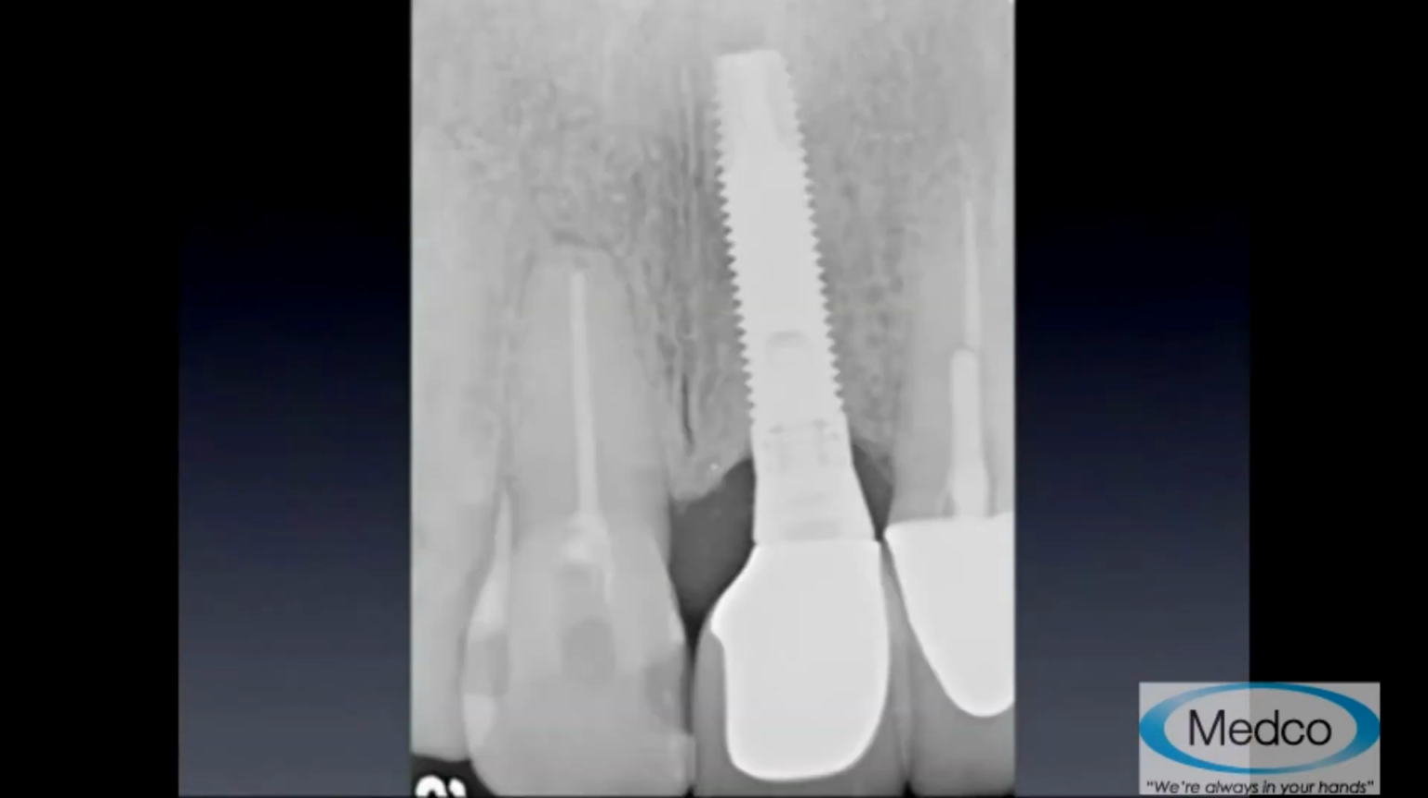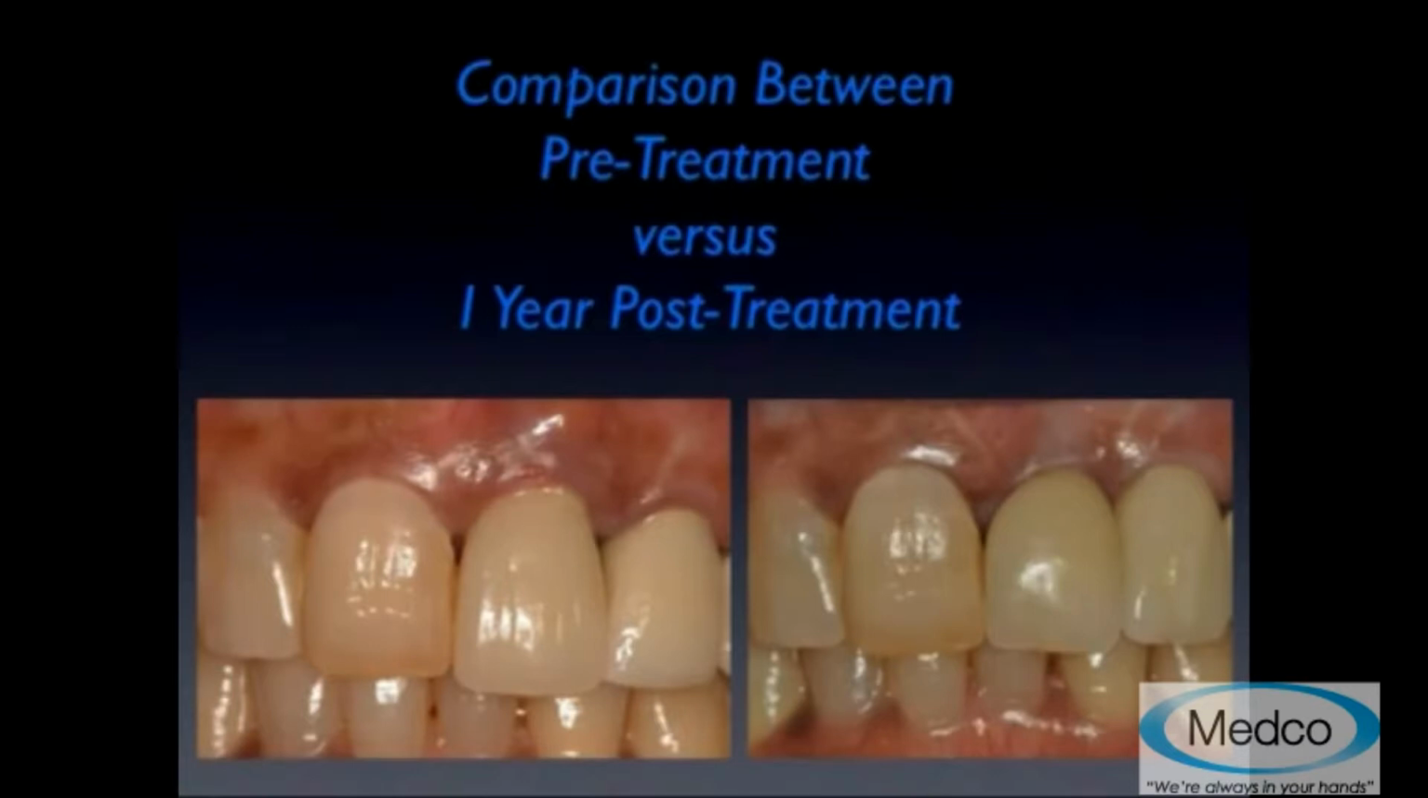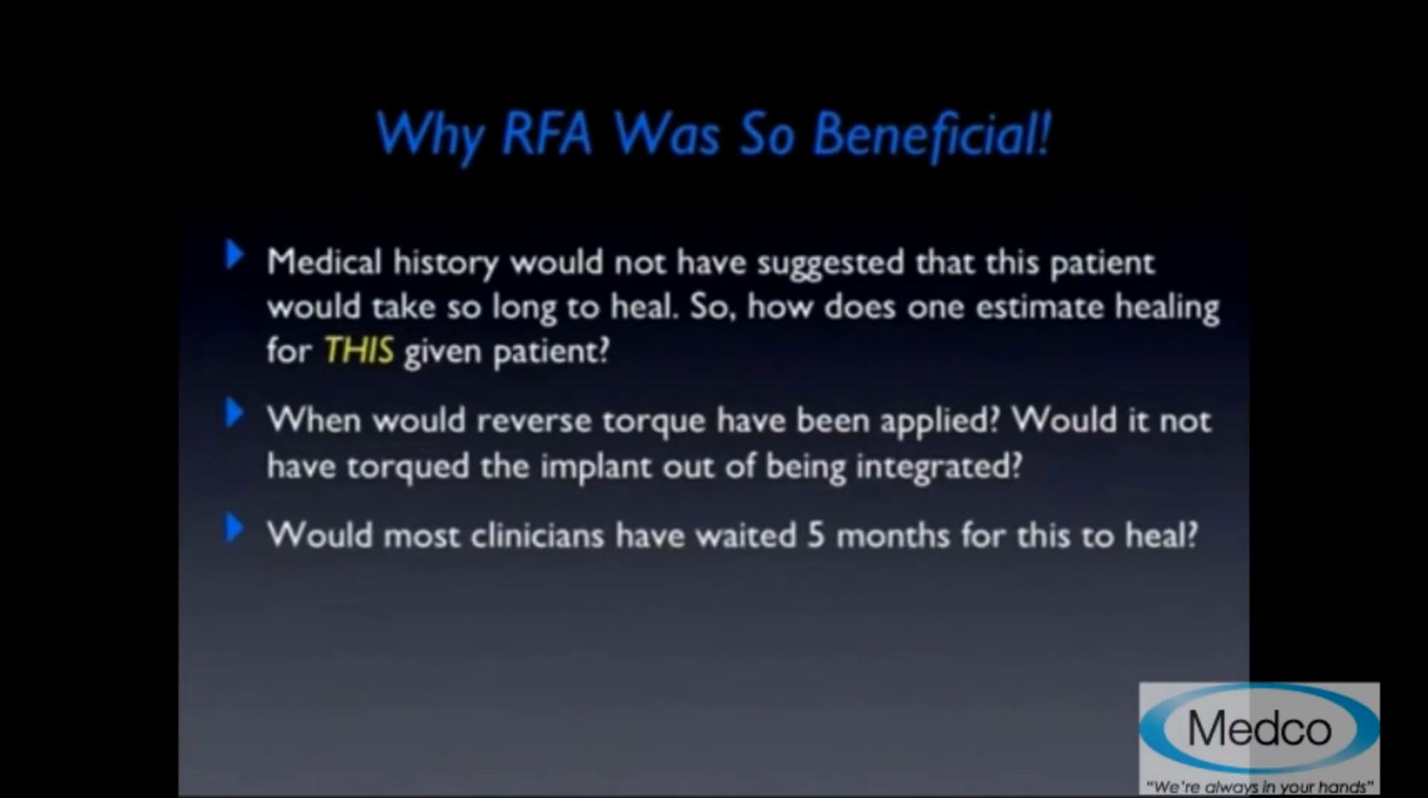And look at the bone stability at 1 year. And the soft tissue at 1 year. Why was RFA so beneficial? First, the medical history would not have suggested that this given patient would have taken this long to heal. Don't tell me about all the mean values. I have to deal with this lady at this time point, and I need to give her some objective, hard facts as to why we proceed or we wait.